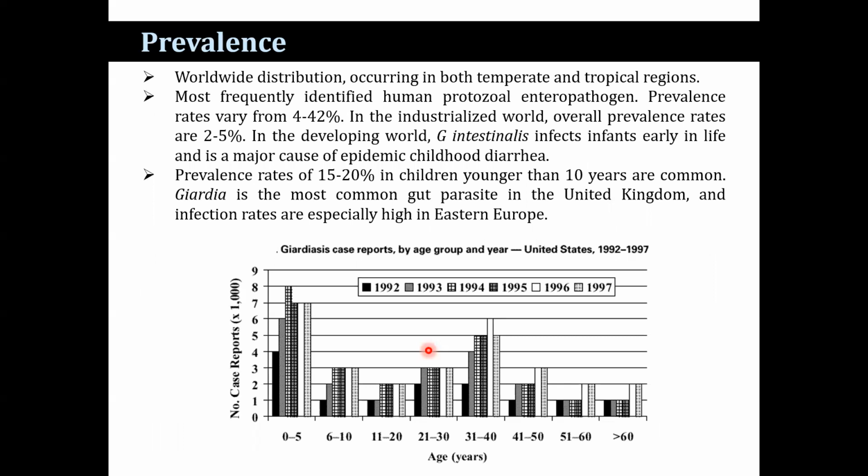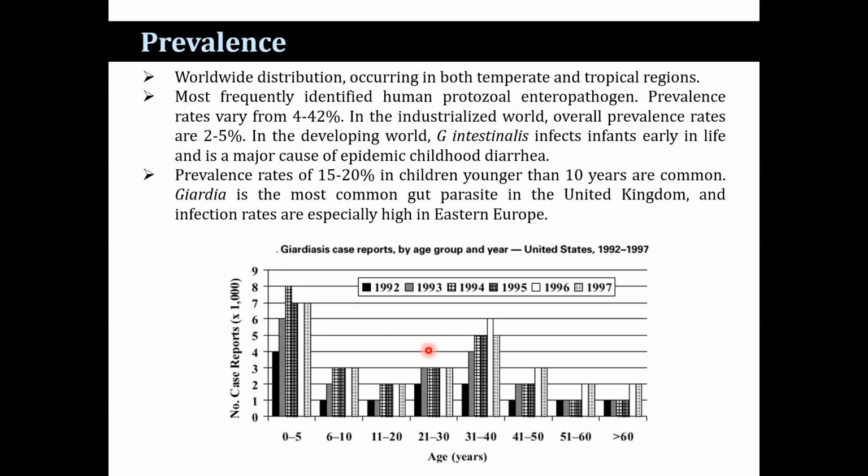Now, Giardia has a worldwide distribution, occurring in both temperate and tropical regions, that is, it is found in every part of the world. And it is the most frequently identified human protozoal enteropathogen. Prevalence rates vary from 4 to 42%. In the industrialized world, overall prevalence rates are 2 to 5%. In the developing world, Giardia intestinalis infects infants early in life and is a major cause of epidemic childhood diarrhea. Prevalence rates of 15 to 20% in children younger than 10 years are common.